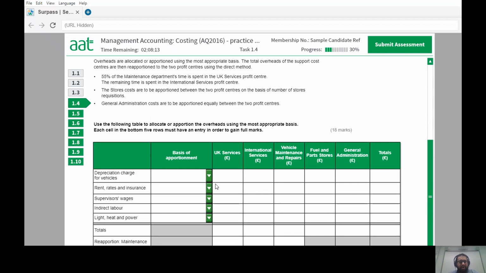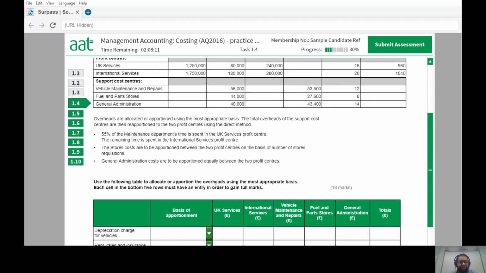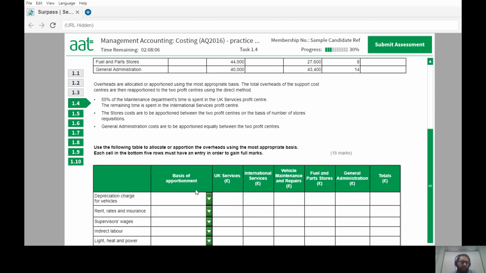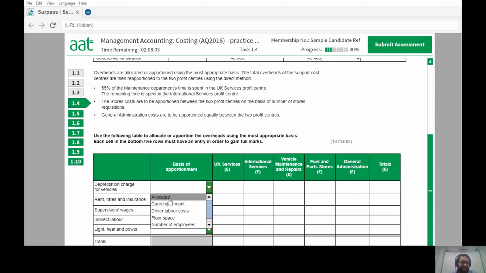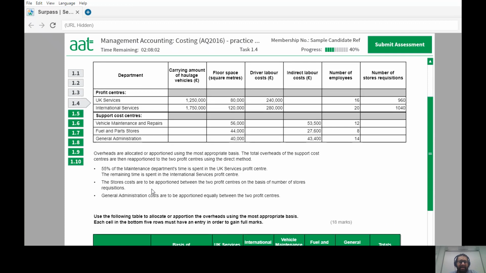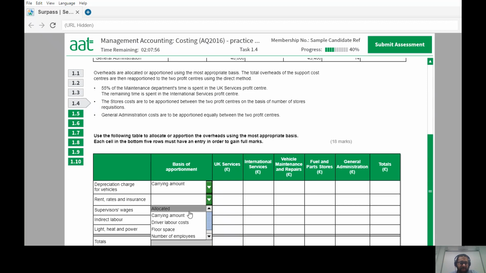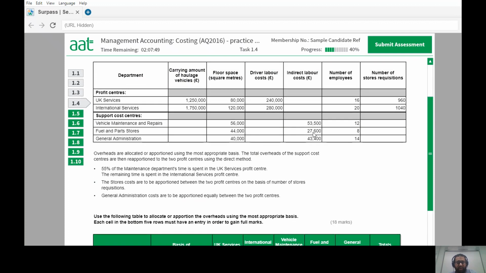All right, so depreciation, how are we going to be apportioning it? If you look here, it's going to be apportioned by the carrying amount of the haulage vehicles, because that way we understand how the depreciation is going to be apportioned. Rent and rates, how are we going to do it? Rent and rates is going to be by floor space. That is the most appropriate option here. And then the supervisors' wages.